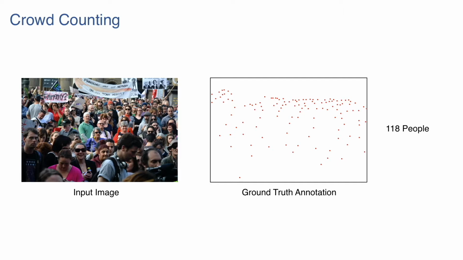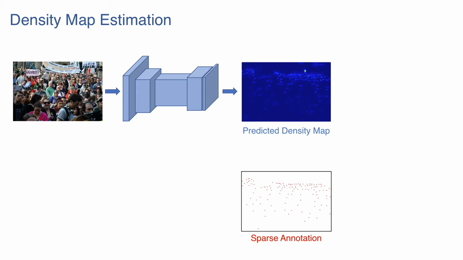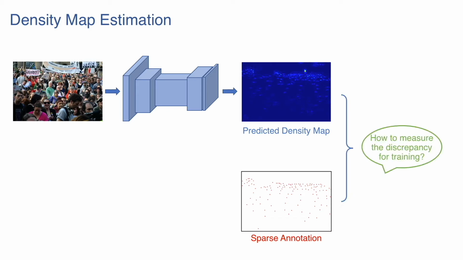In most datasets, each person is annotated by a single dot on their head. State-of-the-art methods treat crowd counting as a density map estimation problem. The network predicts a 2D crowd density map. The total size of a crowd can be estimated by summing up the density map. The prediction map is dense, while the ground truth map is sparse. During training, how to measure the discrepancy between these two different density maps is important.